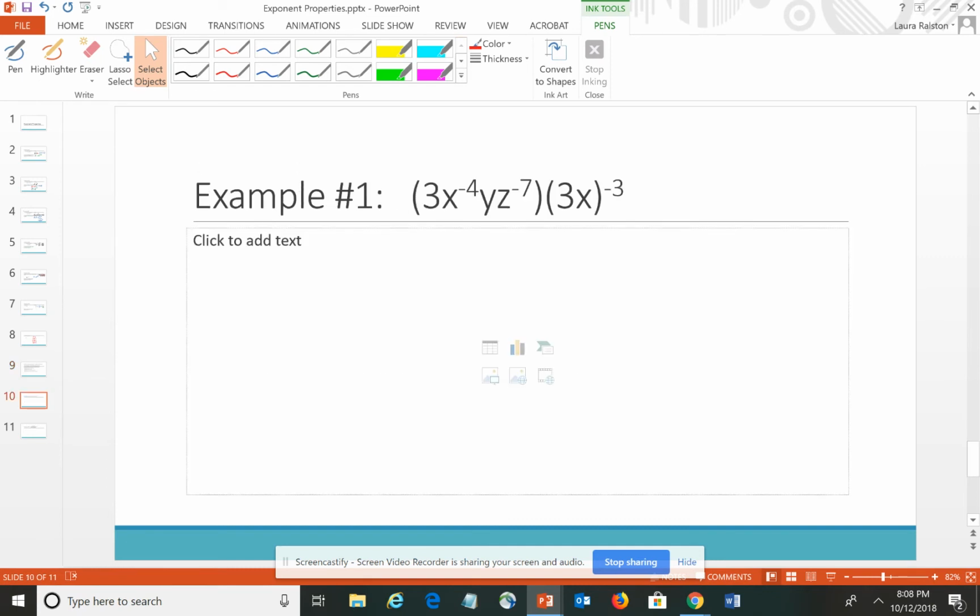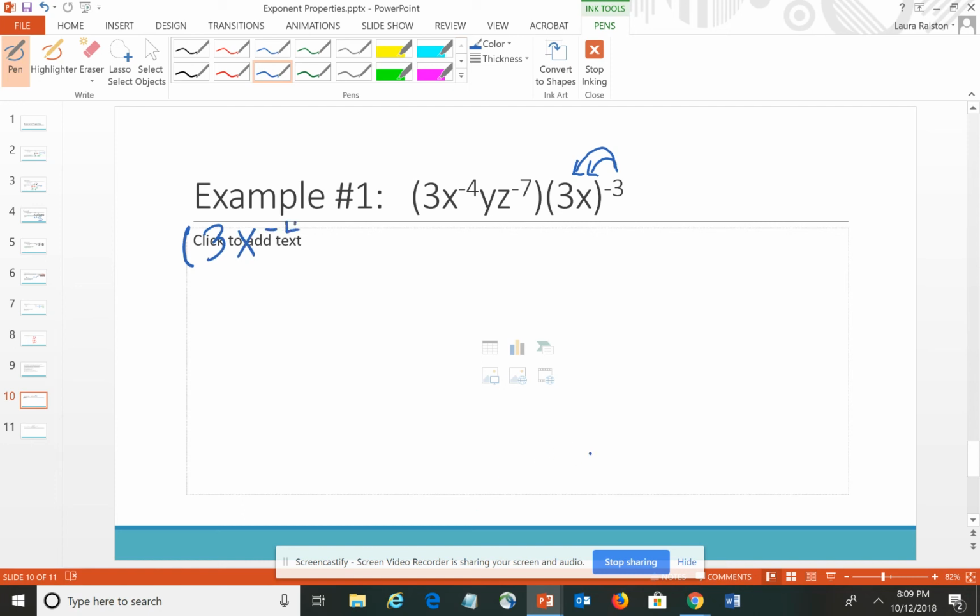Our first example is 3x to the negative 4, y, z to the negative 7, times the quantity 3x raised to the negative 3 exponent. Now, there's a variety of ways you can actually begin as you think about working this problem. The first thing I'm going to do is maybe deal with this negative 3. If we think about order of operations, we should do exponents first.